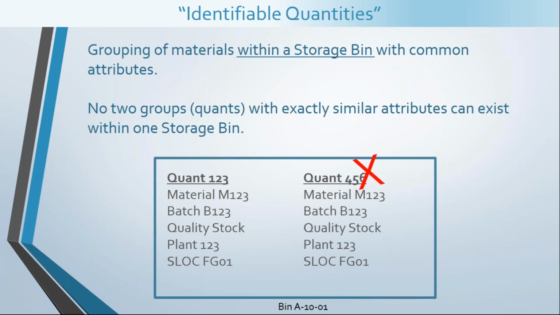They are one and the same. So there could be only one quant. Of course, the quantity within that quant can go up and down, which we would understand in the subsequent slide. But the bottom line here is there could be only one quant with the same characteristics within one storage bin. You cannot have more than one in one bin having exactly the same characteristics.